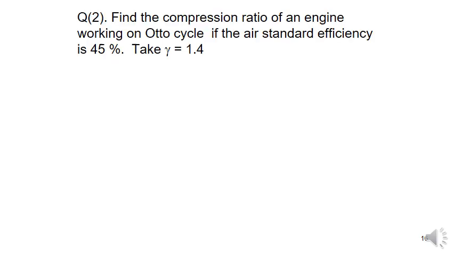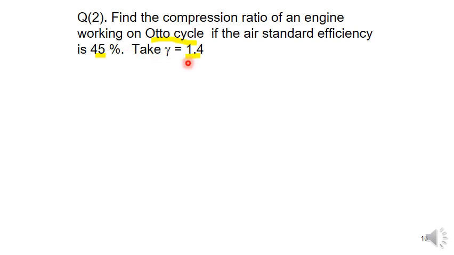Next, find the compression ratio of an engine working on the Otto cycle if the air standard efficiency is 45 percent. So in the problem they mention it is an Otto cycle, and they give the efficiency as 45 percent and the gamma value as 1.4. They ask for the R value of an engine working on an Otto cycle.